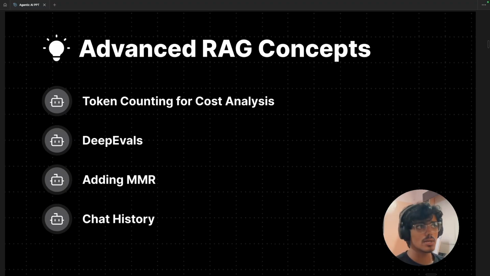The first is token counting for cost analysis. We will see how to integrate LangSmith in our project, and LangSmith allows us to analyze the total tokens and the total cost of running our RAG application.